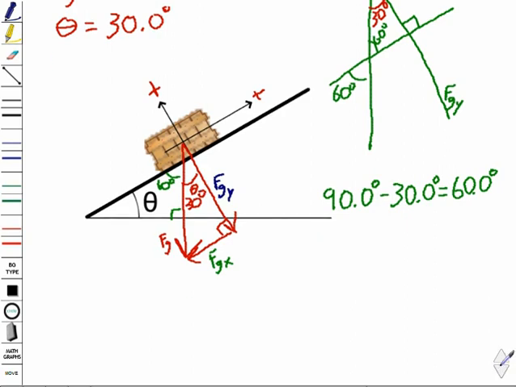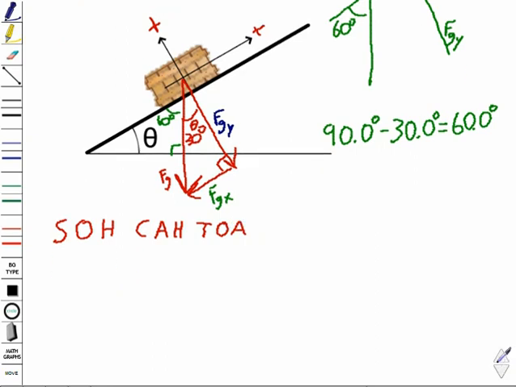Alright, so now let's figure out how we find these components of the weight. And in your math class, you may have heard the term SOHCAHTOA. That's a mnemonic device to help you remember how to do some simple trigonometric things. We've got sine equals opposite side over hypotenuse, cosine equals adjacent side over hypotenuse, tangent equals opposite side over adjacent.